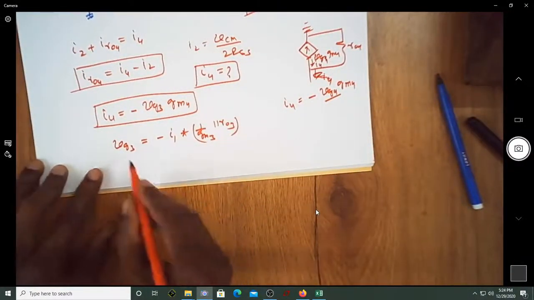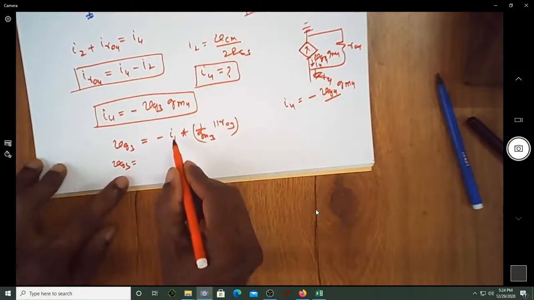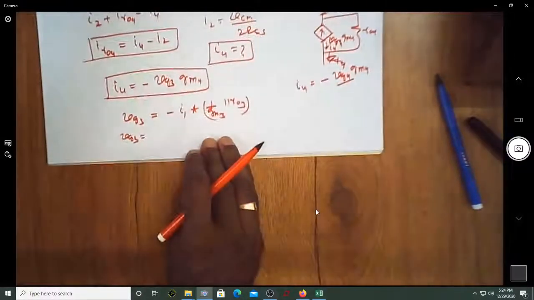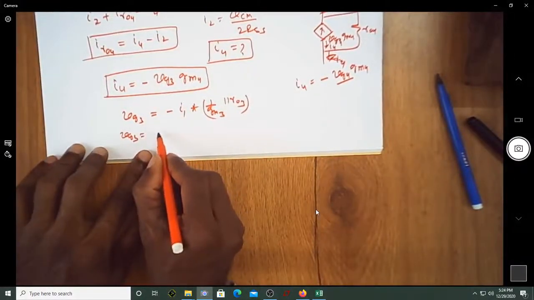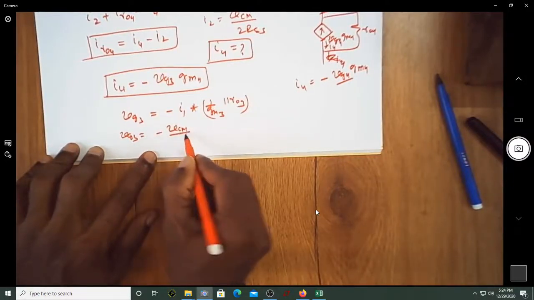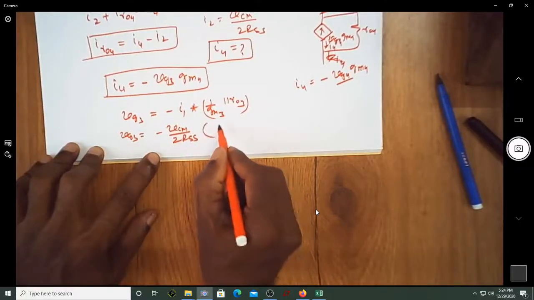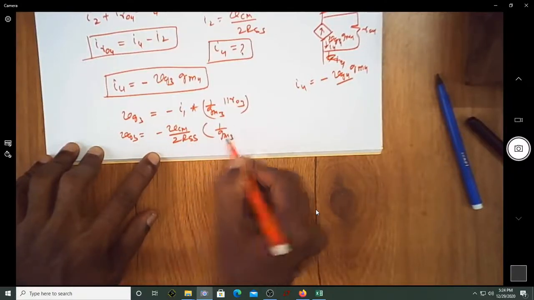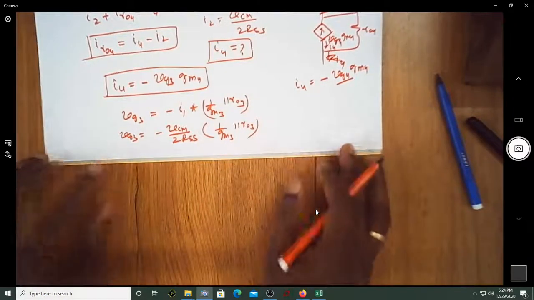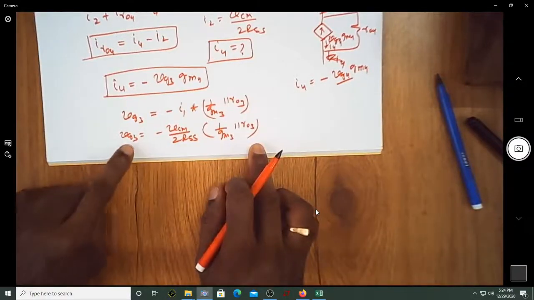But what is I1? We know that I1 is equal to VCM by 2 RSS. Now I can write VG3 as minus of VCM by 2 RSS multiplied by 1 over GM3 in parallel with R03. So now this is the value of VG3.